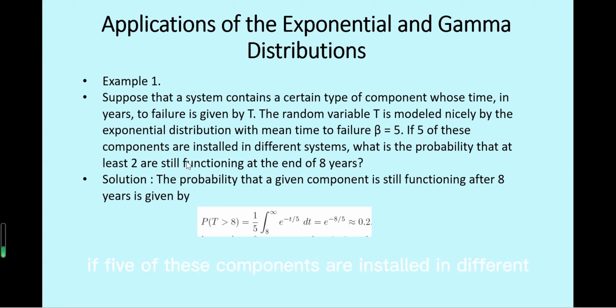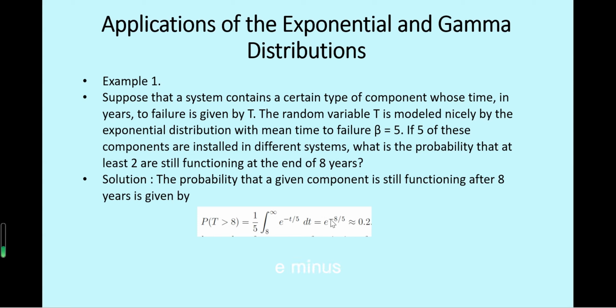If 5 of these components are installed in different systems, what is the probability that at least 2 are still functioning at the end of 8 years? So the solution is, first, the probability that a given component is still functioning after 8 years. We will focus on only one component first. For this one component, the probability of t larger than 8, because this follows an exponential distribution, equals this form we have shown in previous pages, right?